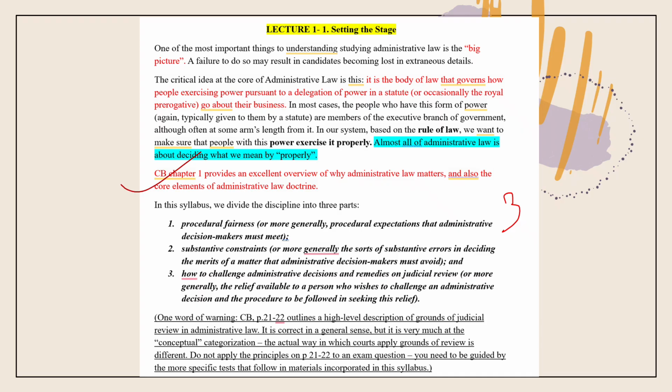And while you will be preparing for this subject, at every step, you should keep on asking yourself which part of administrative law I am in. This would help you to write your answer perfectly without any confusion in your mind. So at each step, if you are studying some procedural expectations, ask yourself which stage you are in, then answer yourself out of these three. First is procedural fairness. Second is substantive constraints. Third is how to challenge administrative decisions and what are the remedies, what are the solutions you have.